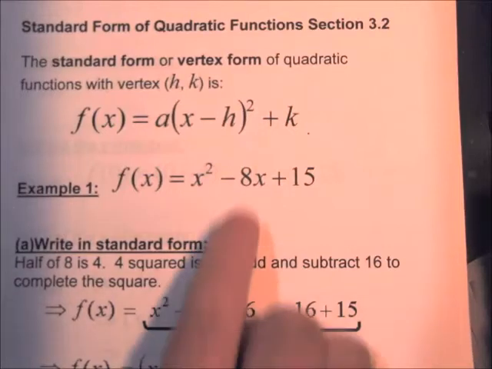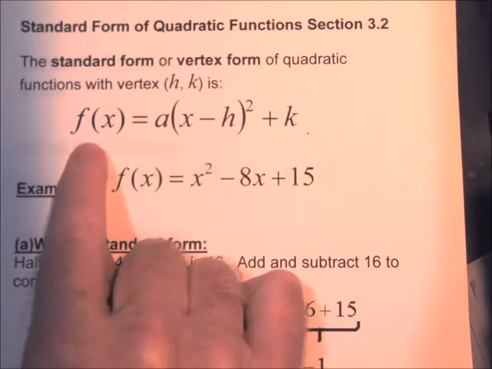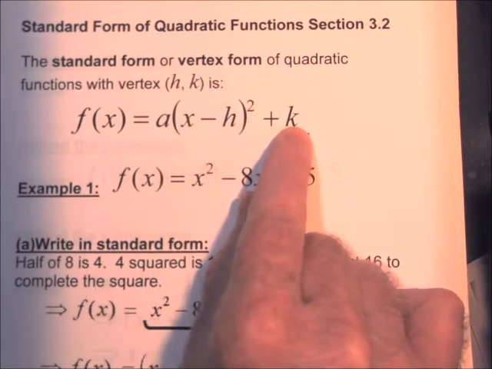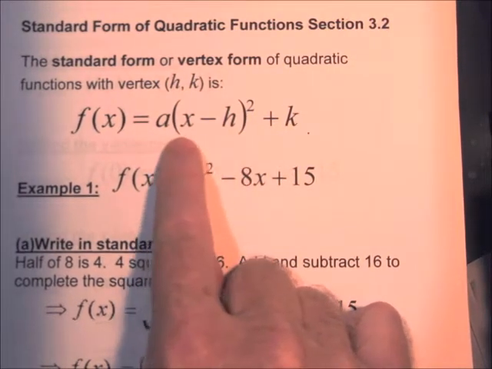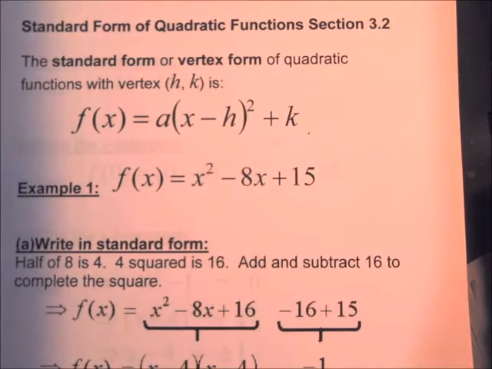Standard form or vertex form of a quadratic function with vertex (h, k): f(x) = a(x - h)² + k. This is called the vertex form because it's easy to identify the vertex. The vertex will be (h, k) from this form.